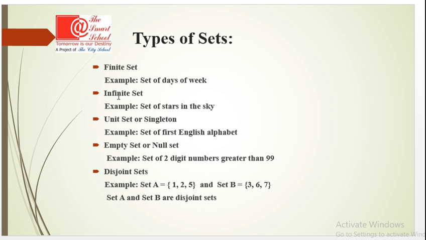Now, second is the infinite set. An infinite set contains an infinite or unlimited number of elements. For example, the set of stars in the sky. So obviously this is unlimited. We can't write these as elements. Now the next is the unit set or singleton. This set has only one element in it. For example, the set of the first English alphabet. Obviously the first English alphabet is just one, the A. So it has only one element in it.